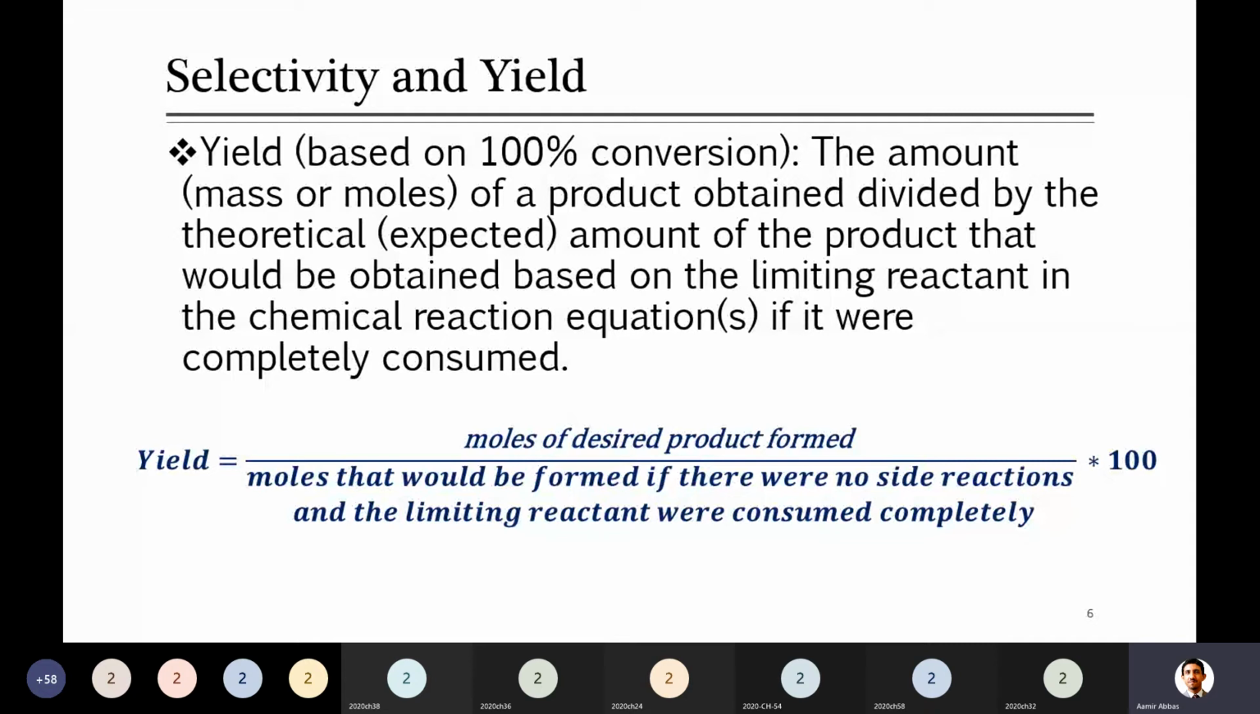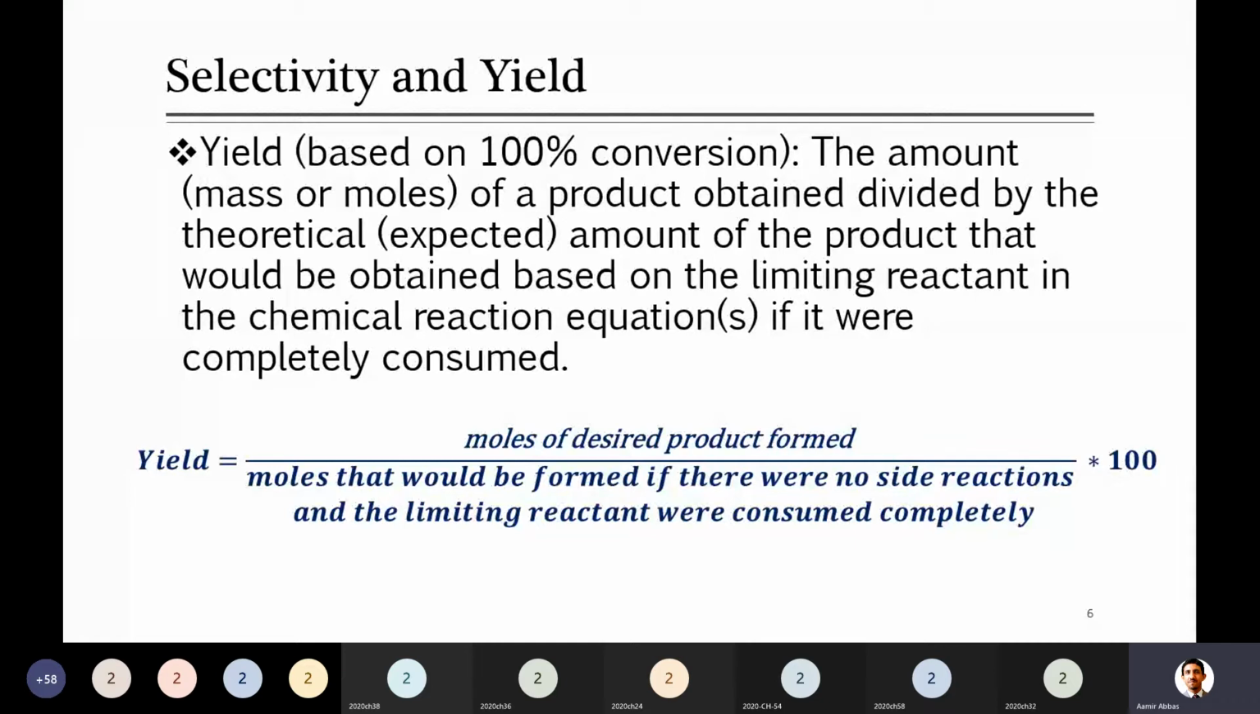Next is yield. Okay, please don't start reading it, because otherwise you will not give attention to me. One thing, let me tell you before we go to this definition of yield: there is not only one formula for yield. Yield is defined in a number of ways. If you go to your textbook, I think you can find 3 definitions for yield.